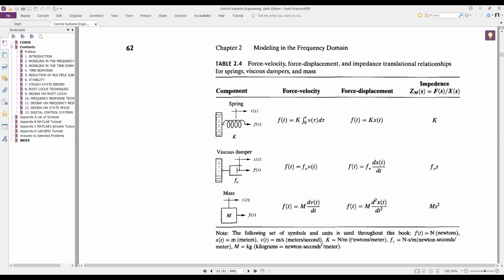The following set of symbols and units is used throughout this book. Ft is force, in newtons. Xt is the distance it covers, in meters. Dt is the velocity, in meters per second. K is a constant, in newtons per meter. Fb is another constant, in newton-seconds per meter. M is the mass, in kilograms. This K is the spring constant, Fb is the viscous damper constant, and M is the mass.